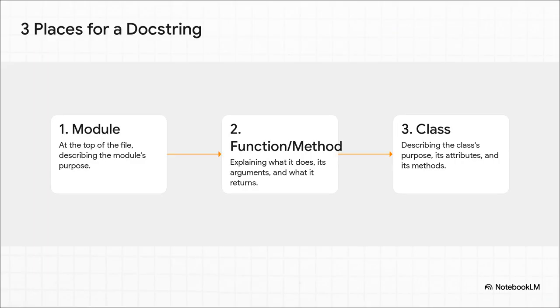So where do they go? You'll put them in the 3 standard spots. At the top of the module to explain its overall purpose, inside every function to explain what it does, what it takes in, and what it gives back, and in every class to describe its role. But look, the secret here isn't just having them. It's being super rigorous and consistent about it. This discipline creates a built-in map of your entire codebase, and that becomes the single source of truth for how everything works.